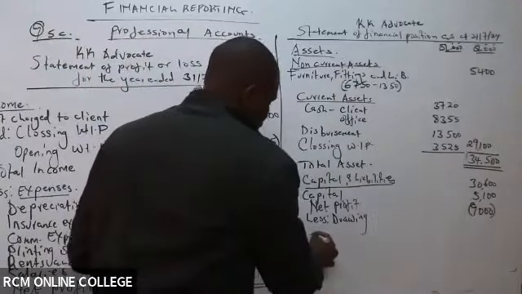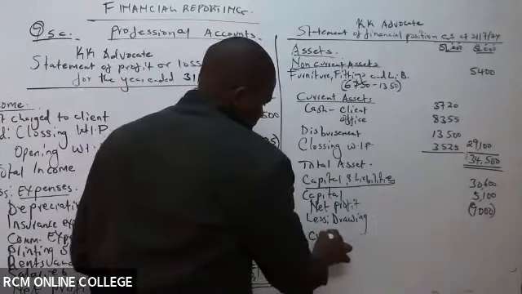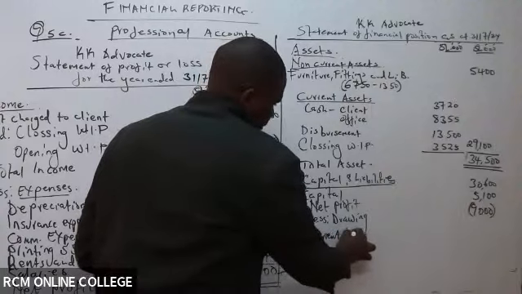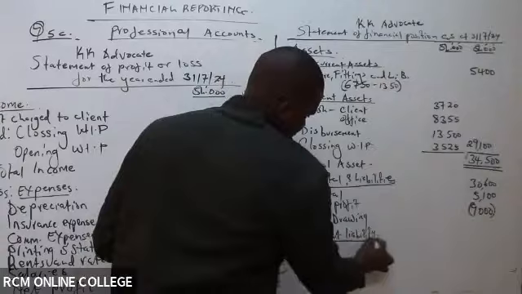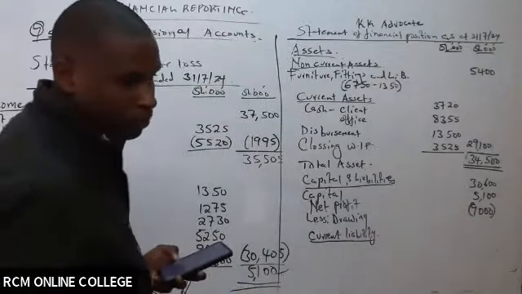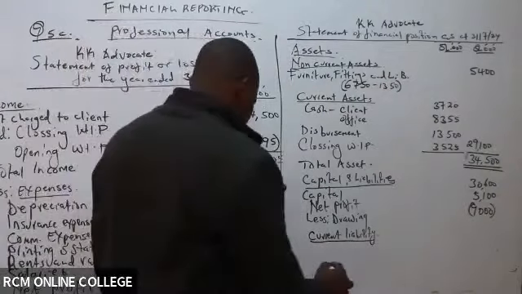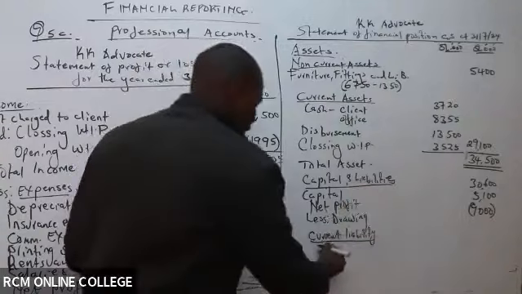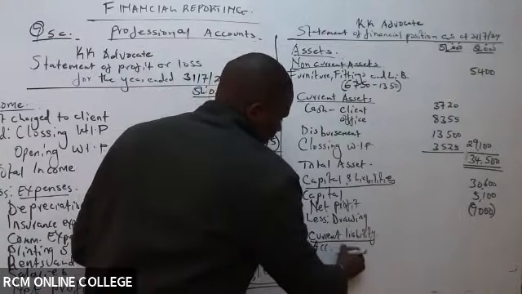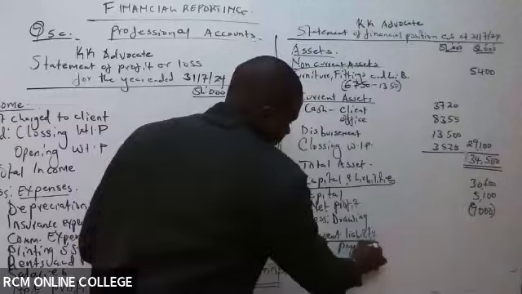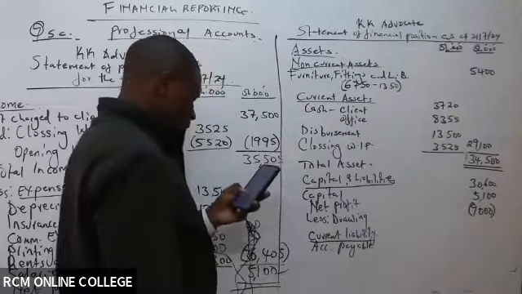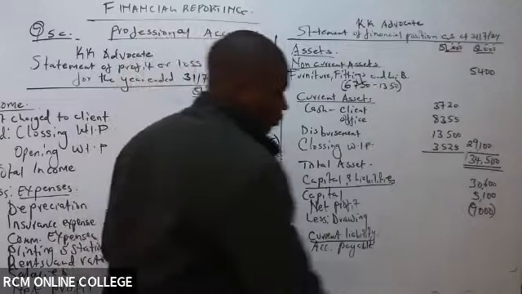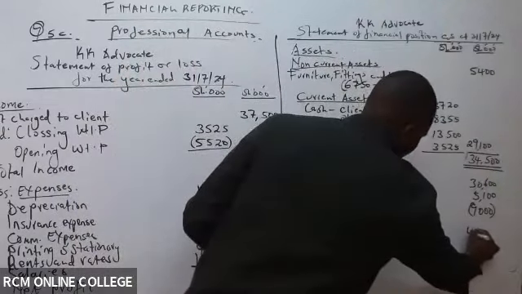Let's go to the current liability. We have trade payable. Do we have trade payable? I saw something, account payable. How much is the account payable? Yes, we have it. 4,080. Can just put 48 here.